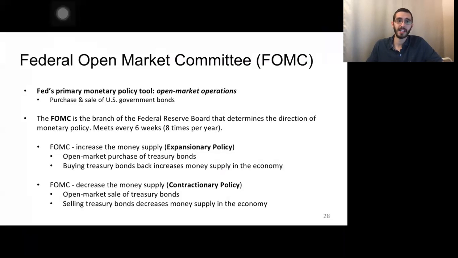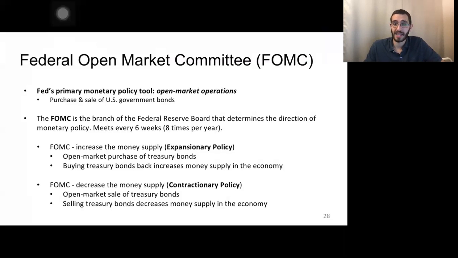But the main idea here is that this is done through the purchase and sale of U.S. Treasury bonds, which is a transaction between the central bank and commercial banks. So if they meet in the Federal Open Market Committee and decide to engage in expansionary monetary policy, in other words, they think the economy needs help growing, then they engage in open market operations of purchasing treasury bonds.